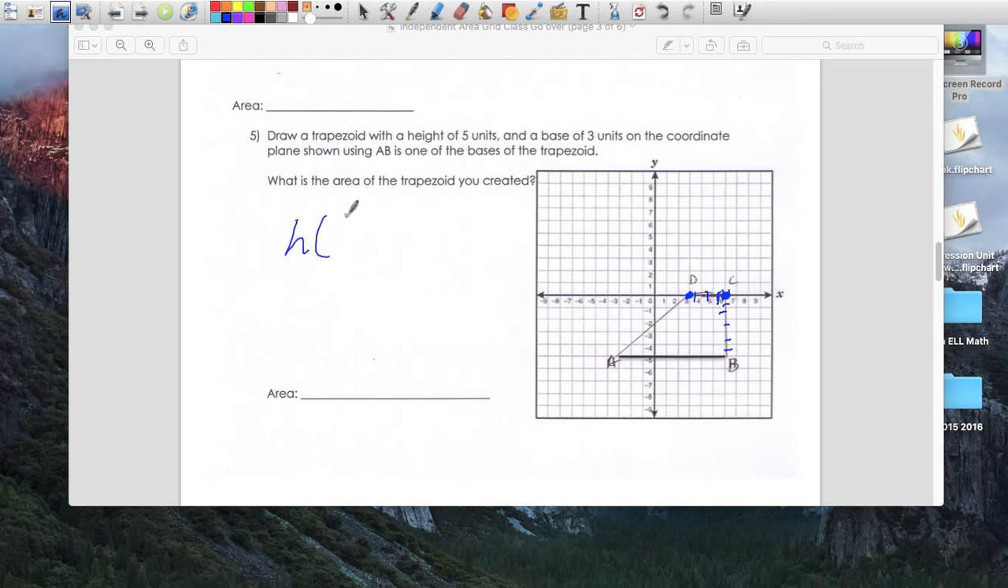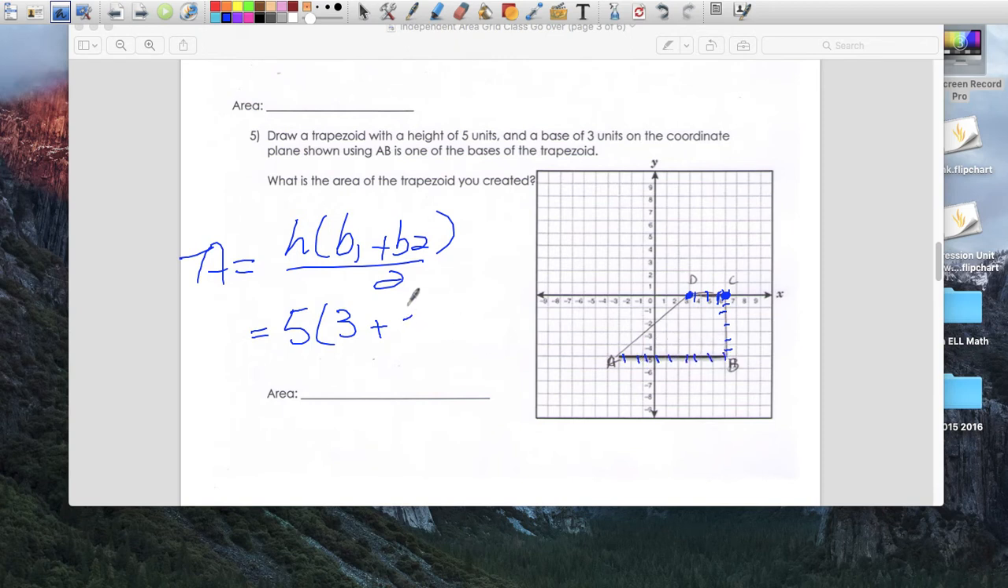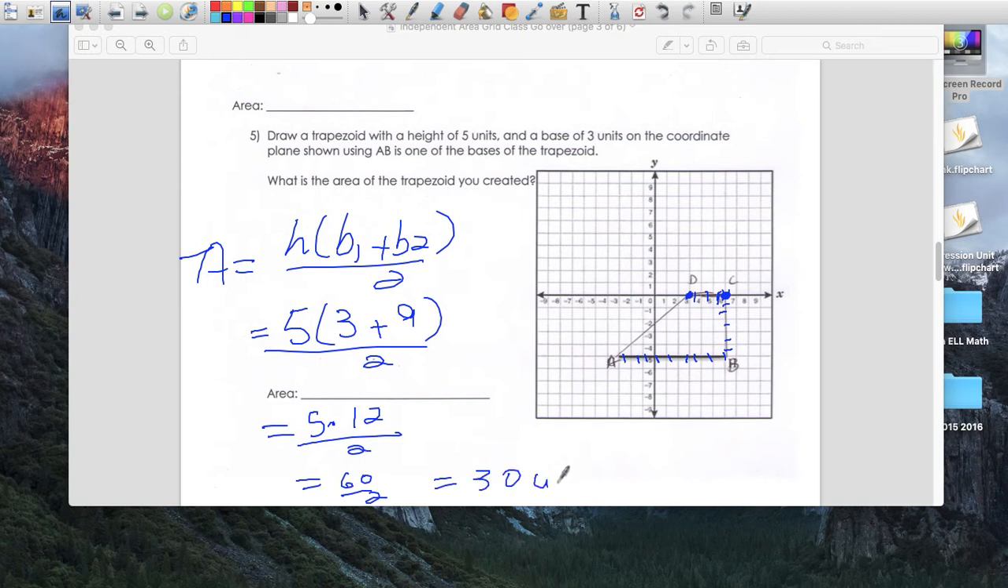Again, height times (B1 plus B2) divided by 2. That's how we find the area. So the height is 5, of course. One of the bases, the top one, base 1, is 1, 2, 3. And base 2, which is the distance from A to B, would be 1, 2, 3, 4, 5, 6, 7, 8, 9. And then divided by 2. 9 plus 3 is 12. And then we're going to multiply that by 5 and then divide by 2. 5 times 12 is 60. Divide by 2. And that's going to give us 30 units squared. At least that's my trapezoid.